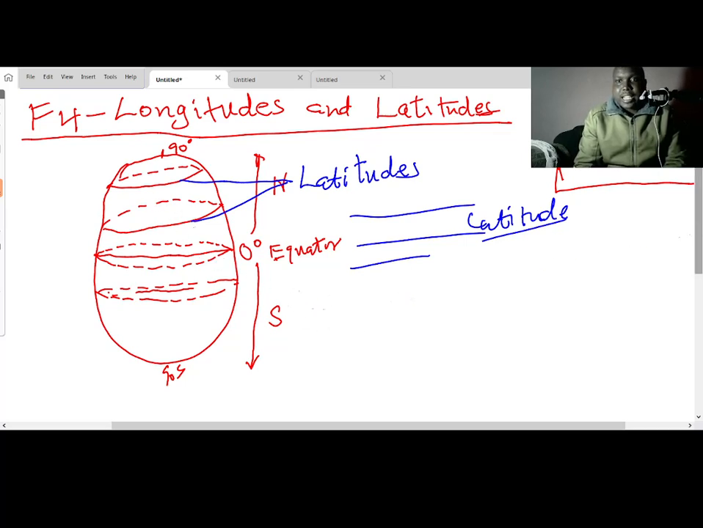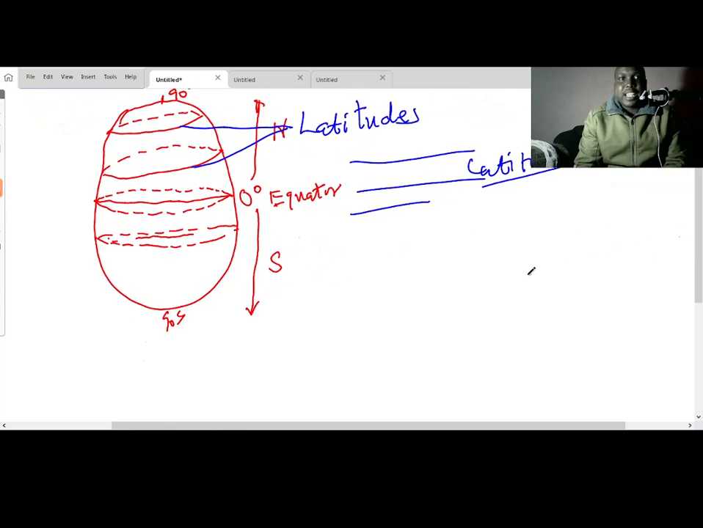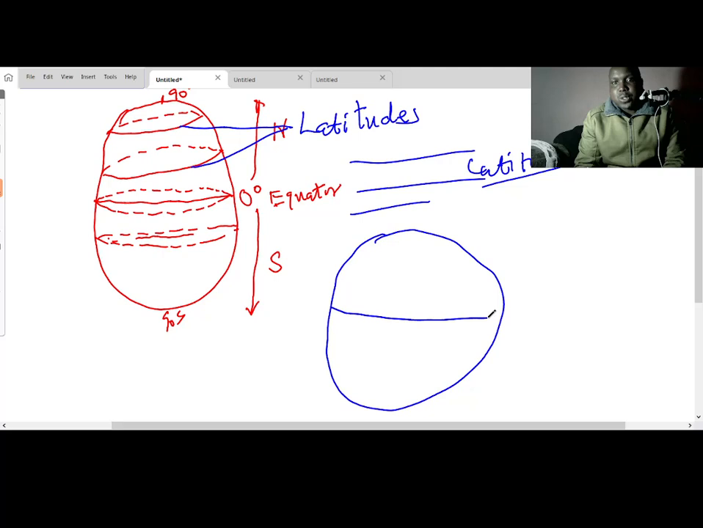I will draw another globe to explain the longitude. Let me sketch another globe like this, and then I will draw the equator. The equator is the reference latitude. Now I will draw another line at the center here and call this one the Greenwich meridian.